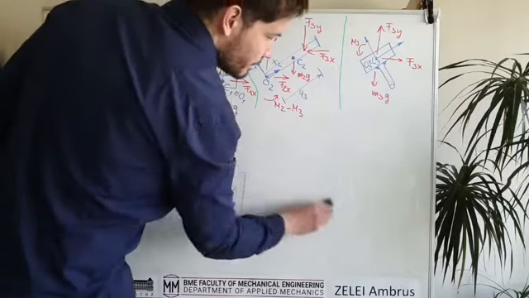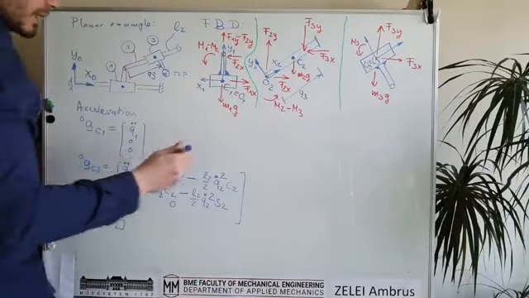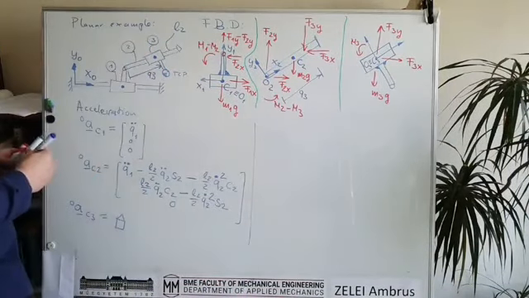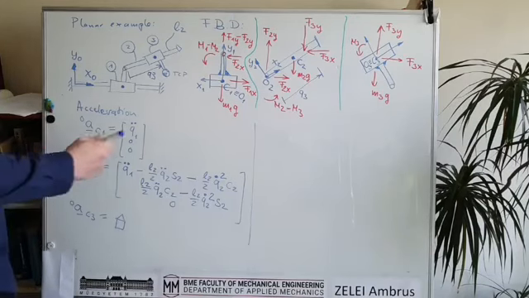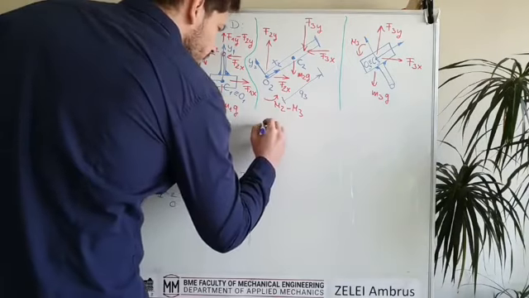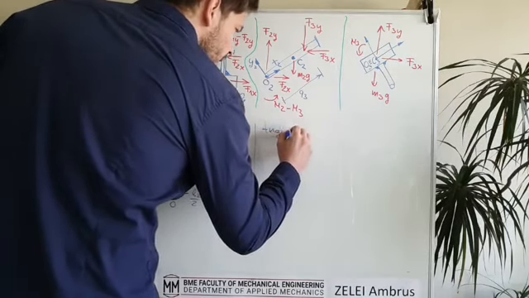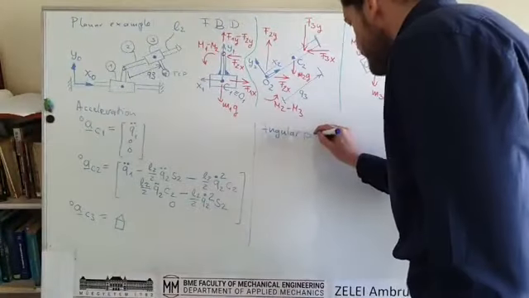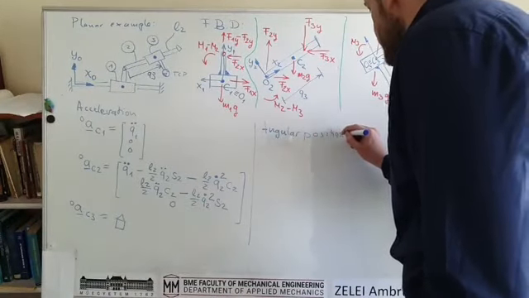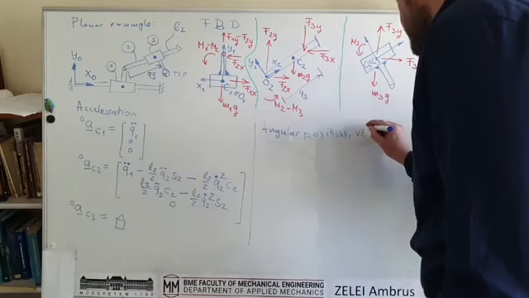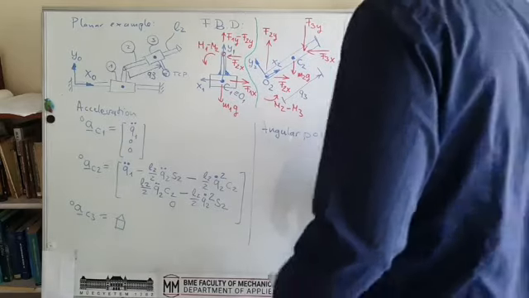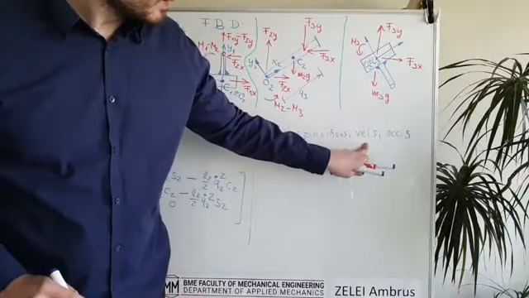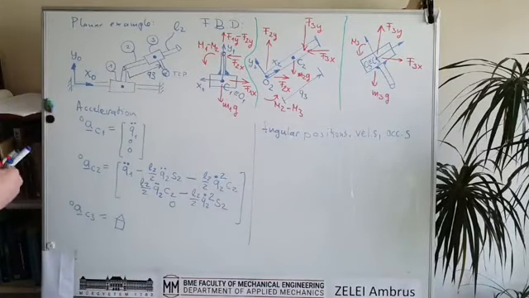So we have the accelerations, and we also need the angular accelerations. That will be much simpler. First we can take the angular positions, and then with time differentiation we can calculate the angular velocity and angular acceleration.